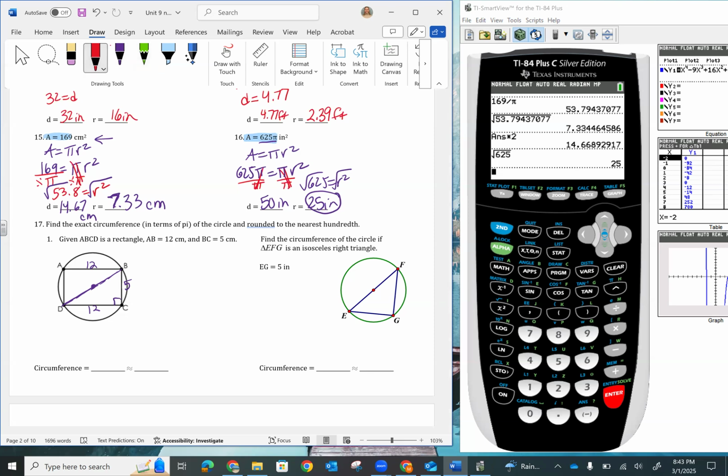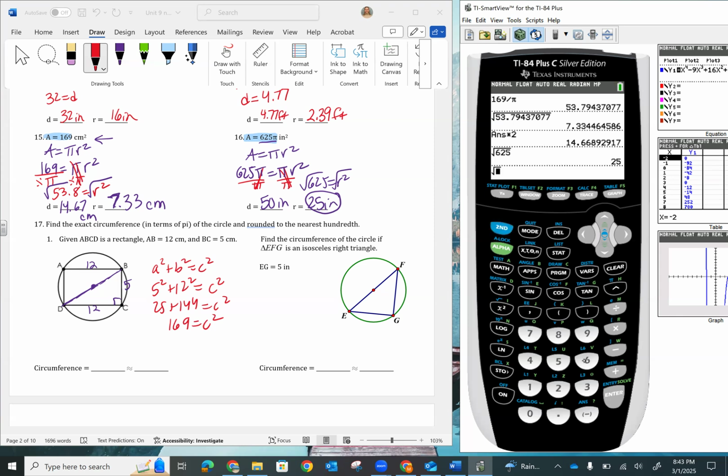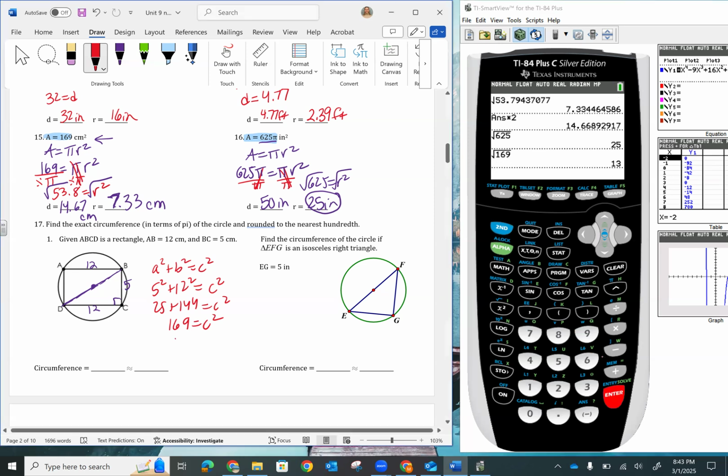And from the Pythagorean theorem, which works only on right triangles, we can do a squared plus b squared equals c squared, with c being the hypotenuse. So we can do 5 squared and 12 squared, which will give us the hypotenuse squared. That's 25 plus 144 equals c squared. If you add those together, you get 169 equals c squared. Again, you can do the square root of 169, and you get 13. So that means that your diameter is equal to 13.